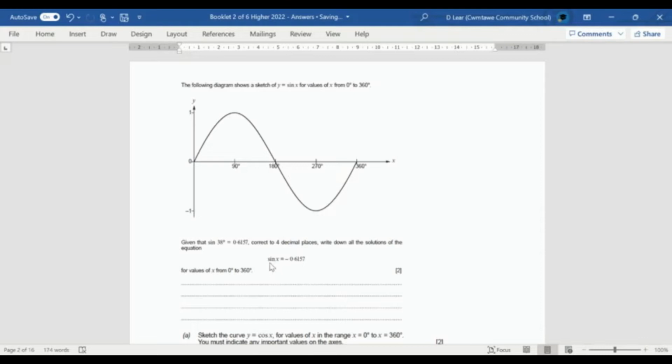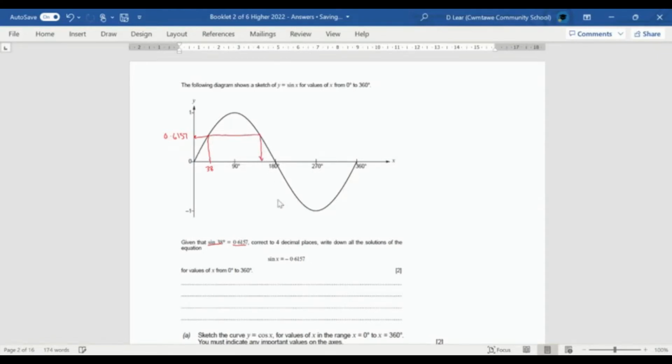However, we are told in this one that sine 38 has an answer of 0.6157. Now, 38 is about there, right? And what we're being told here is that if we go up and across, the answer to sine 38 is 0.6157. Now, in a standard one of these questions, you then have to find the other angle that gives an answer of 0.6157, which would involve going across here and giving the other answer there.